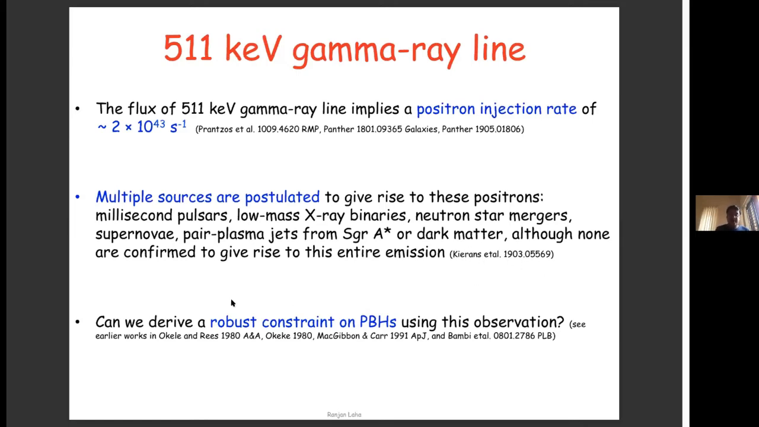So the question that I asked is, can we derive a robust constraint on primordial black holes using this observation? I must tell you that I'm not the first one to think about this. It has been thought about by many people even before I was born. The first paper, as far as I know, is by Okeke and Rees in the 1980s. Maggiore and Carr wrote it in 1991, and Bambi, Dolgov, and Petrov wrote it in 2008.